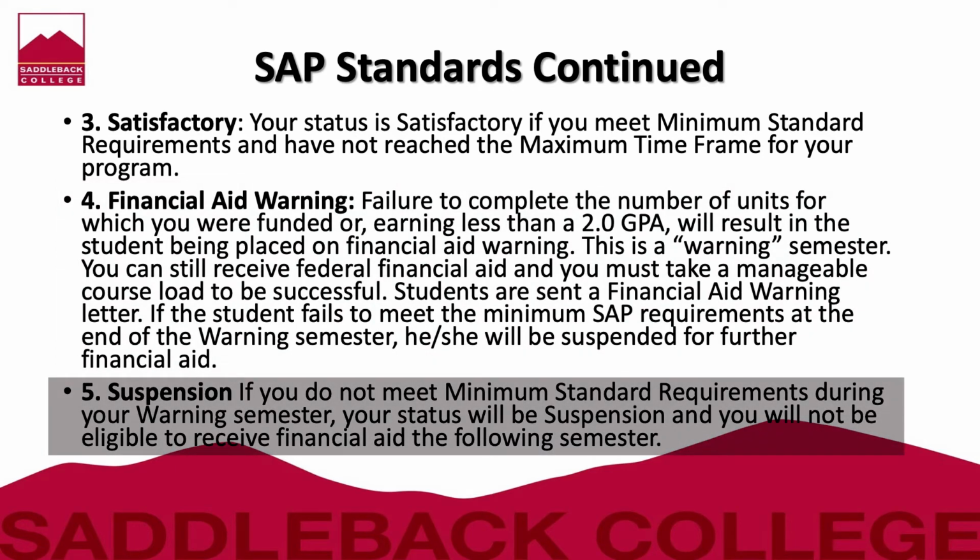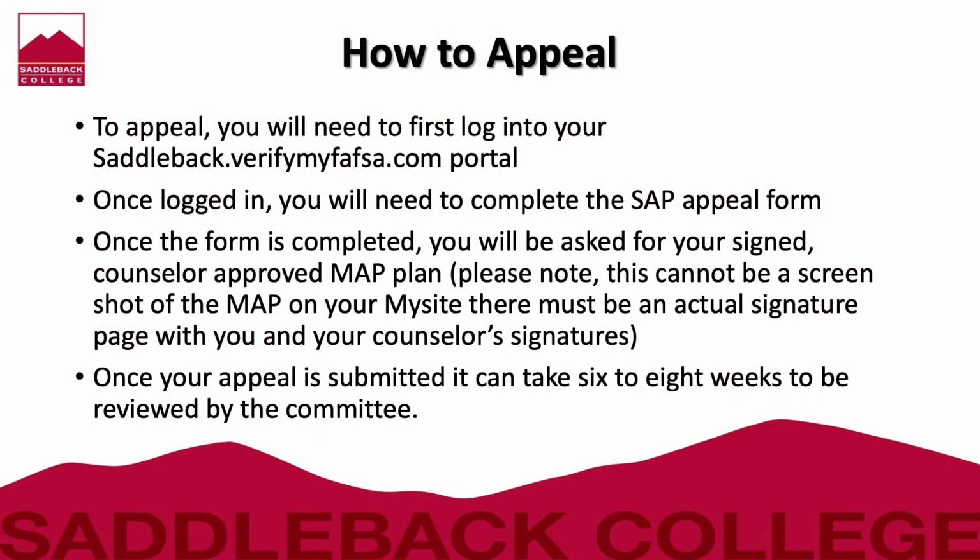If you do not meet minimum standard requirements during your warning semester, your status will be suspension and you will not be eligible to receive financial aid the following semester and may be asked to submit an appeal. A student has the right to appeal a suspension due to extenuating circumstances, such as serious illness, injury, death in the family, etc., which affected academic progress. Wrong or difficult classes, too many units in the term, bad time management, transportation, etc. are not extenuating circumstances. Appealing your unsatisfactory SAP status can be done by completing the following steps.